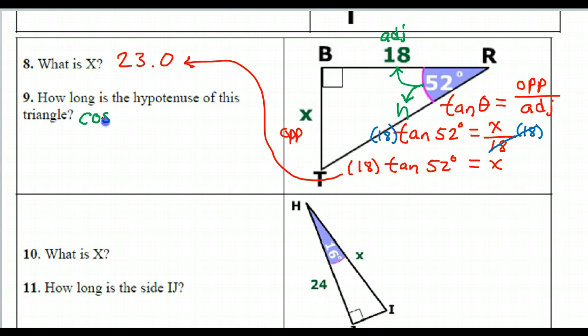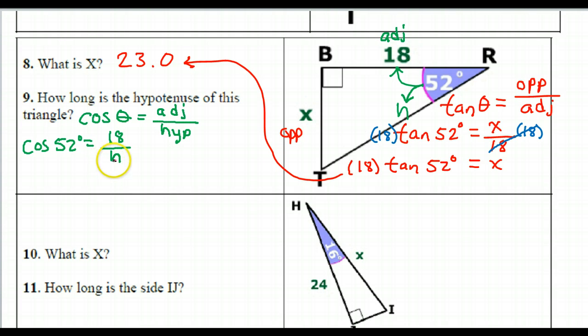Well, that's the cosine function. The cosine of any angle is the adjacent leg divided by the hypotenuse. So if I want to find the hypotenuse, this is what I'm going to have to use. Specifically, the cosine of 52 degrees is equal to the adjacent leg, which is 18, over h, the hypotenuse.